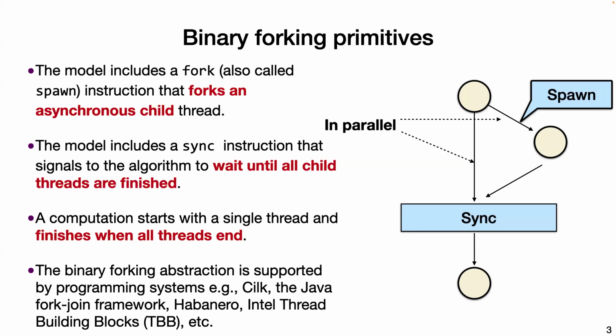And yeah, if you need both of them to finish their stuff before you move on, for example, let's say this was a function call and you need the results of your function call that you spawned off, then you also have the sync instruction that signals to your algorithm to wait until all the child threads are finished. So when you get to the sync, all outstanding threads need to get here and finish their completion, and then only the parent thread continues. And you can continue spawning or forking after that as well. So yeah, you start with one thread and you finish when all the threads end. So when the original parent thread is finished, then the program is finished.